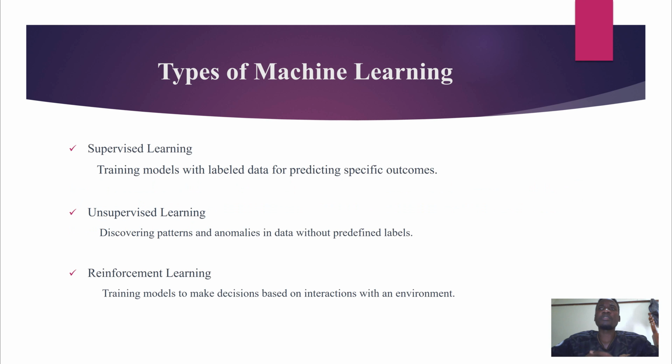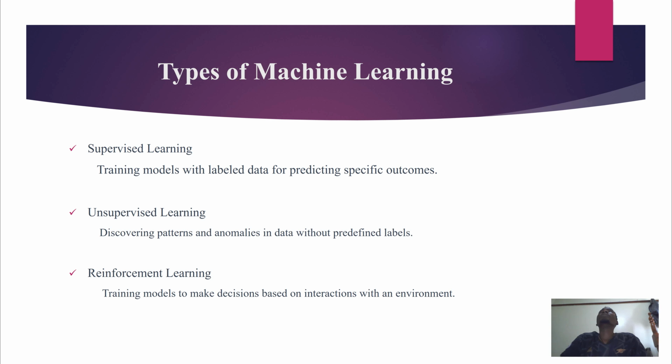So we have the different types of machine learning. One, we have supervised learning, where we train models with labeled data for predicting specific outcomes. Two, we have unsupervised learning. Here, we discover patterns and anomalies in data without predefined labels. And three, we have reinforcement learning, which is training models to make decisions based on interactions with the environment.